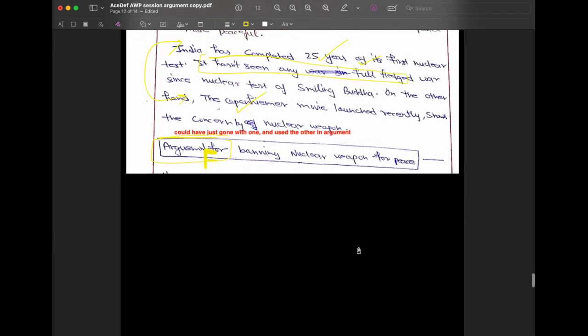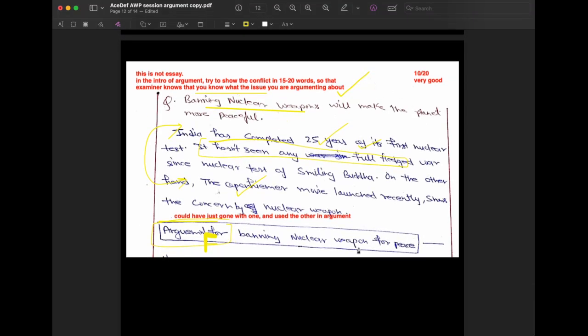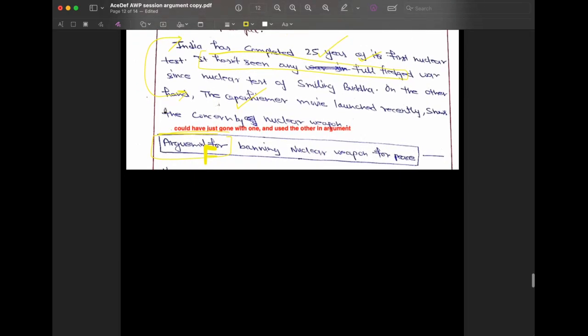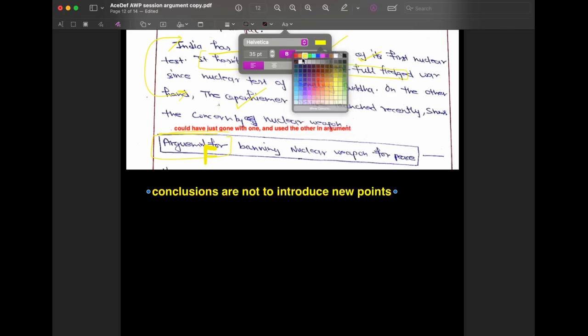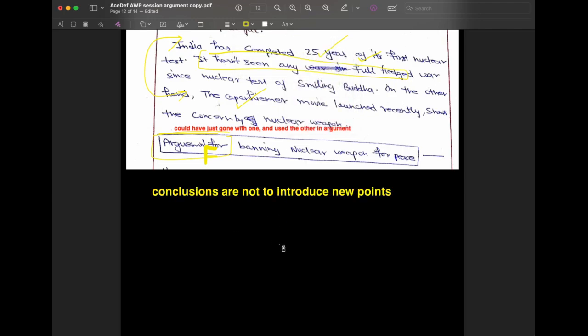This is another mistake. Then one more mistake which I have frequently come across is that the conclusions are not relevant, or they try to bring in some new point in a conclusion. Now that has to be avoided. Like, the conclusions are not to introduce new points. This is something which I want to emphasize on, because I have seen many candidates who introduce new points within the conclusion. You are to summarize in a conclusion.